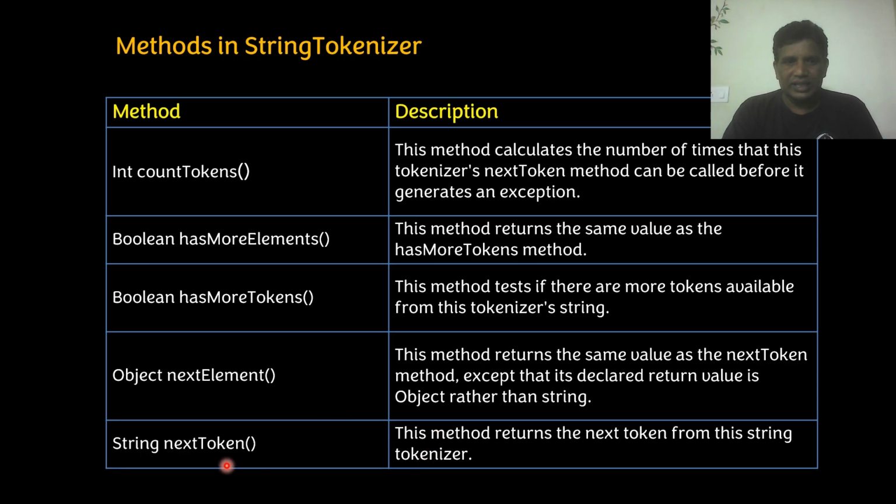Let me discuss the nextToken method. This method returns the next token from this string tokenizer. If a token is available, that is tested by the hasMoreTokens method, and if it is available, the token is returned by the nextToken method.